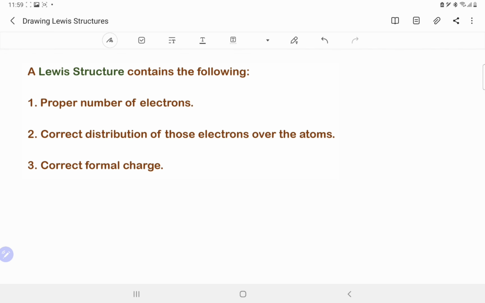Okay, so Lewis structure, it contains the following. First is that it must have a proper number of electrons. So dapat tama yung total valence electrons ng isang compound with respect to the atoms present based on the molecular formula. And number two is that dapat may correct distribution ng mga electrons na yon around the atom. It could be a bond or it could be a lone pair. Okay? And number three is it has correct formal charge. Now in this video I will not talk about the formal charge, but I will have a separate video talking about it instead.